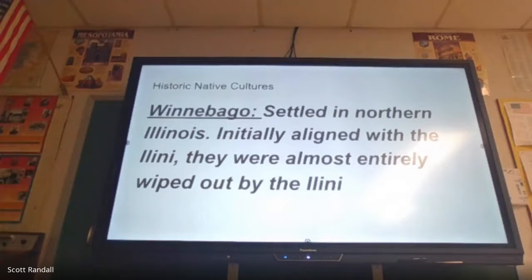One author said there were only about 150 Winnebago left. They were all made into slaves by the Illini. The name Illini, by the way, means the men in Algonquin. And so there's an extensive history and social structure that's established by them.